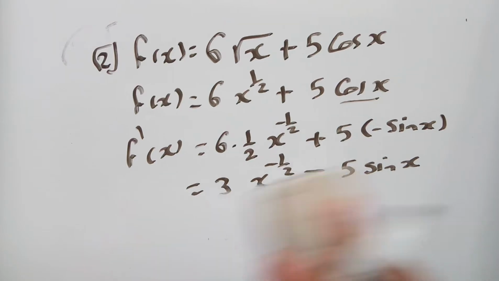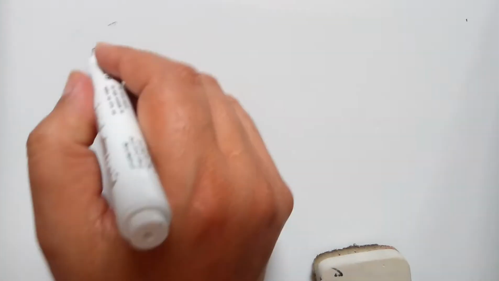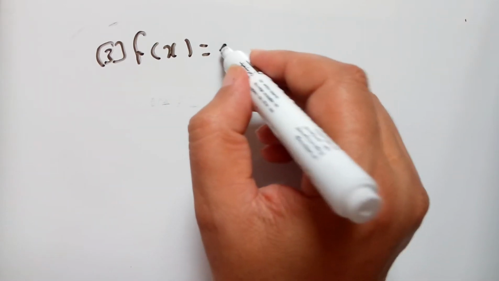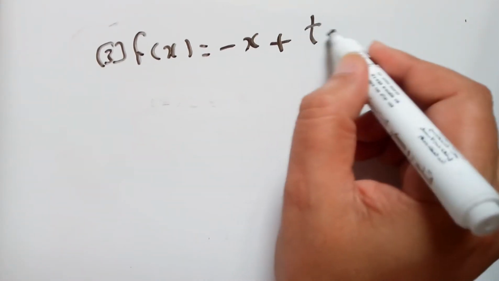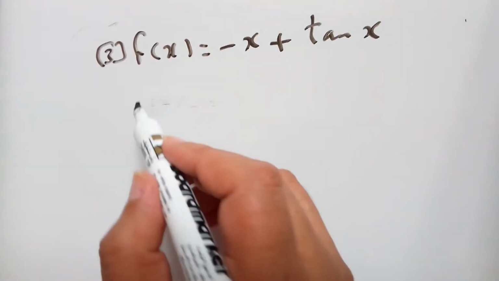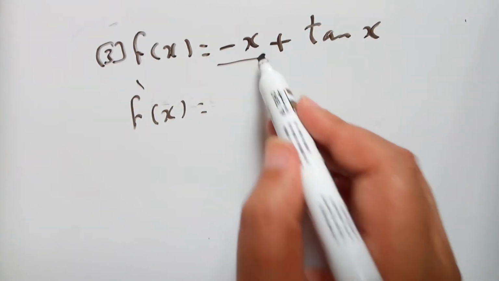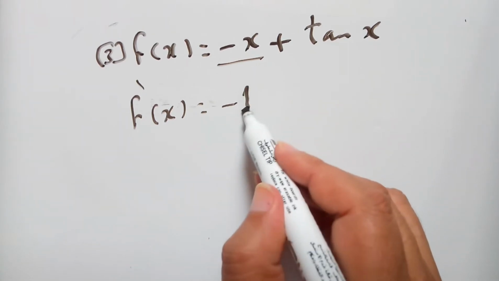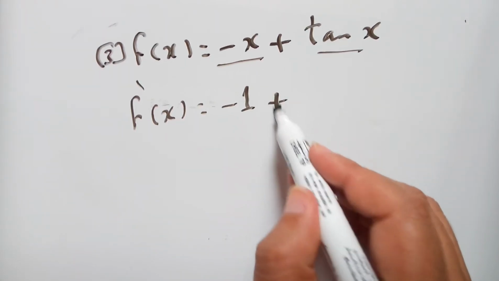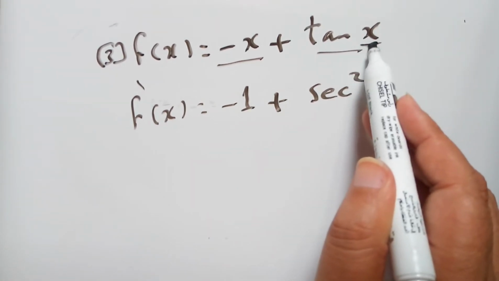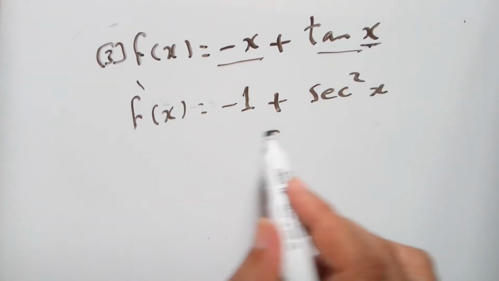Number 3, f of x is equal to negative x plus tangent x. Find the derivative. The derivative for this function f prime of x is equal to what? What is the derivative for negative x? It will be negative 1. What is the derivative for tangent? It is secant square x, because we find the derivative for f of x with respect to x.